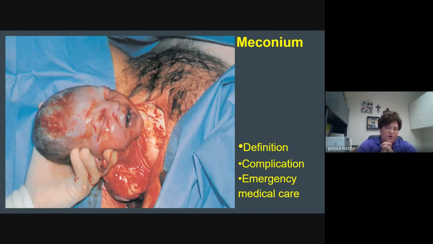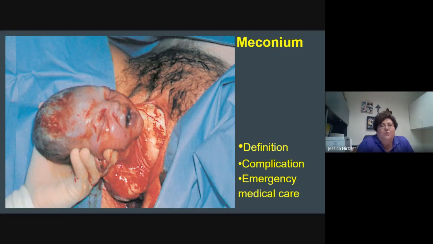Meconium staining may occur during a difficult labor when the fetus is in distress. It's caused by the fetus having a bowel movement in the amniotic fluid. It's a greenish or brownish yellow substance, and it indicates that the fetus experienced a hypoxic event. We don't want the fetus, or the baby, to inhale this amniotic fluid.